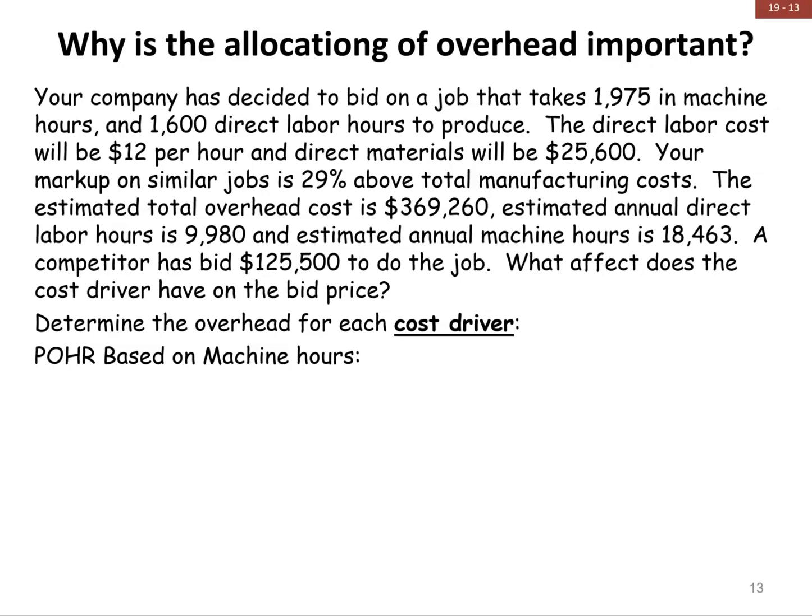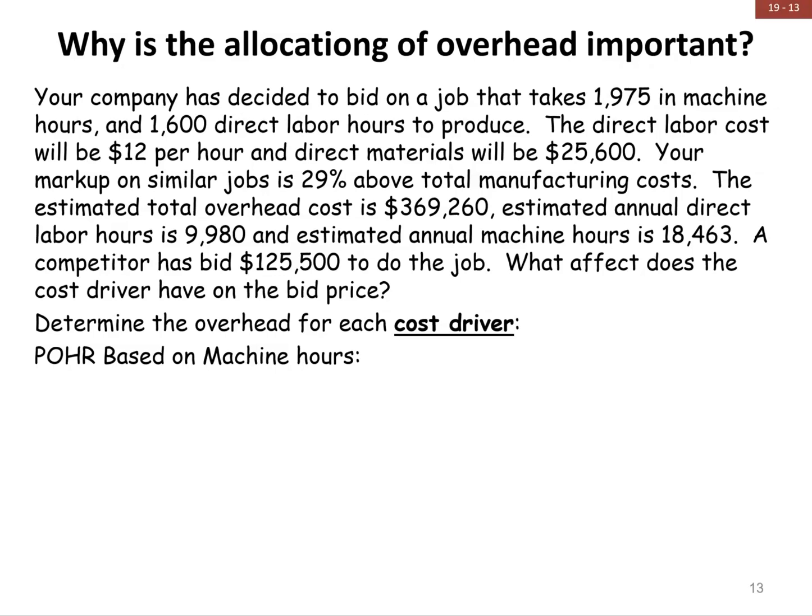They decided to bid on a job that takes 1,975 machine hours or 1,600 direct labor hours to produce. The direct labor cost will be $12 per hour, and the direct materials will be $25.06. Your markup is 29%, and the estimated total overhead cost for the year is $369,260. Direct labor hours are 9,980, and annual machine hours are estimated at 18,463.